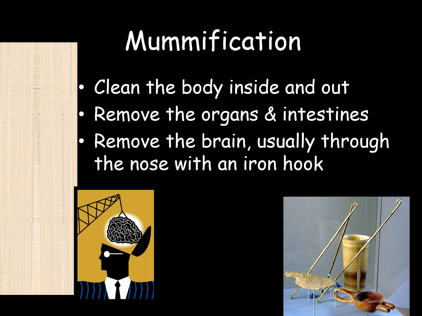So we mentioned that they mummify the bodies, so this is how they do it. And it sounds really cool. So the mummification process means they clean the body from the inside and the out. They remove all of the organs and the intestines. They remove the brain, usually with a hook called an iron hook, and they pull the brain through your nose.